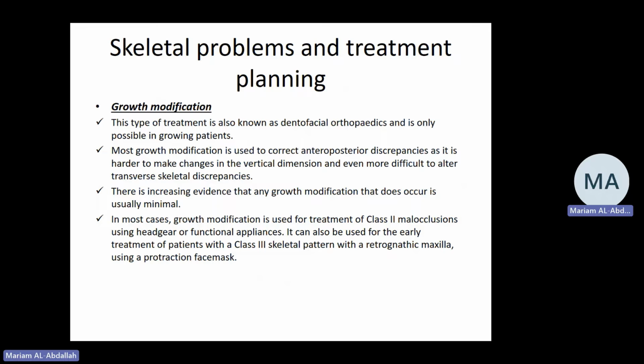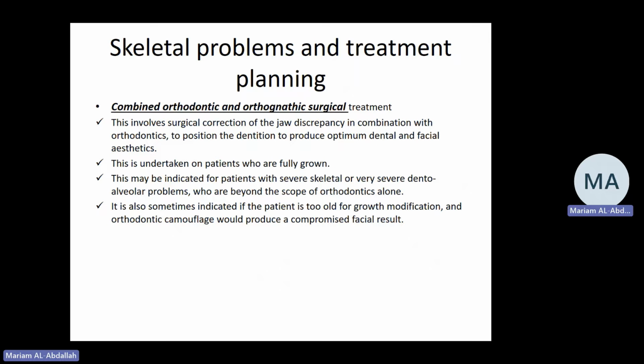Growth modification results are still questionable. So far, the evidence tells us that the results are usually minimal. So it's important to work according to this evidence, this piece of information. Growth modification mainly addresses the anterior-posterior discrepancy, and rarely has an effect on the transverse or the vertical dimension. The choice of appliance depends on the type of skeletal discrepancy and type of malocclusion.